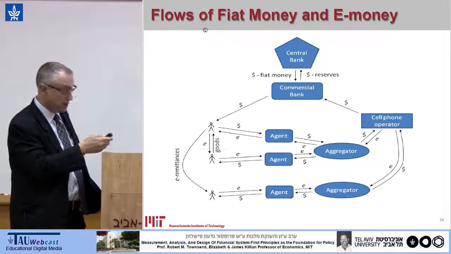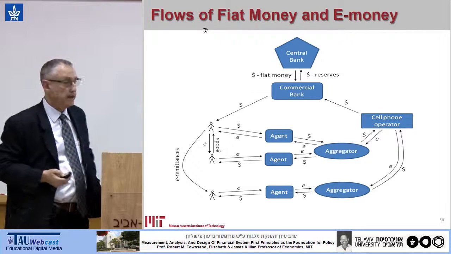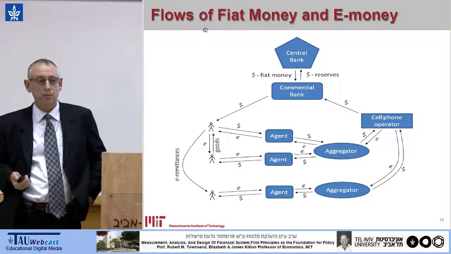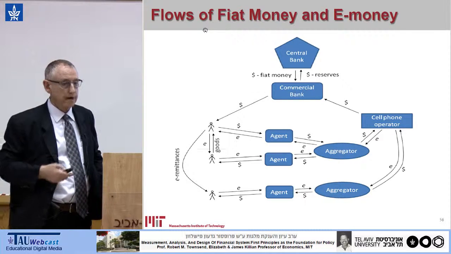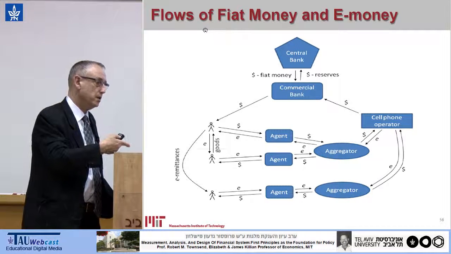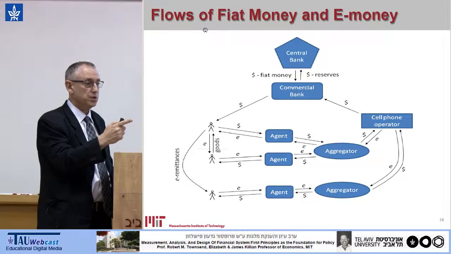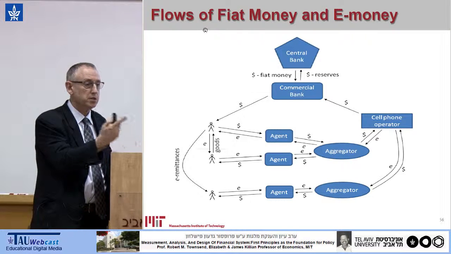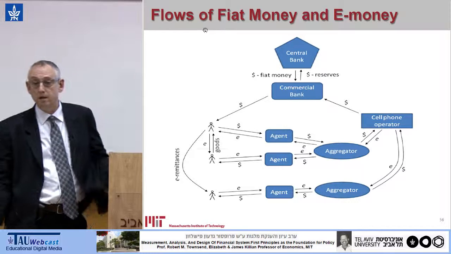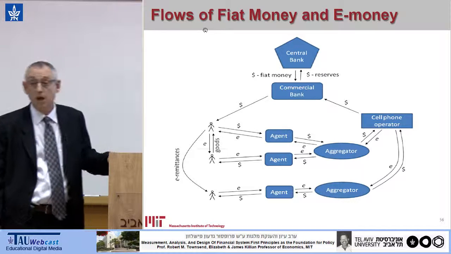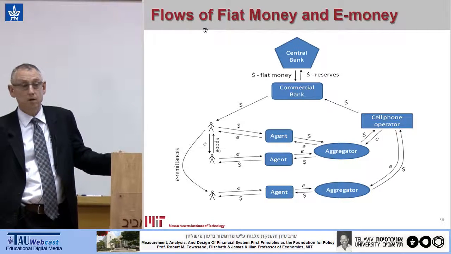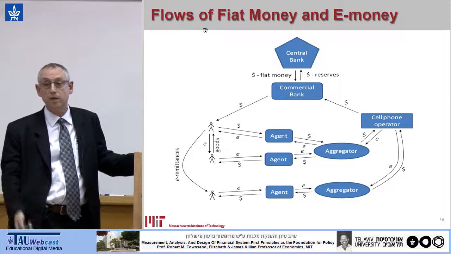So these agents are actually solving a pretty complicated problem. They have a double inventory problem. They have to have the right balances of the cash and also the right balances of e-money, because under the rules, they're not allowed to create net supply of the e-money. E-money only gets created from the accounts, yes?